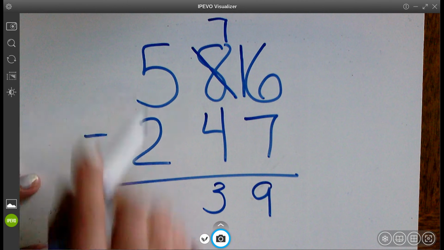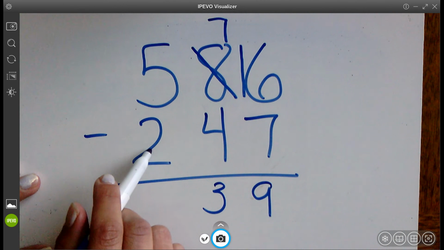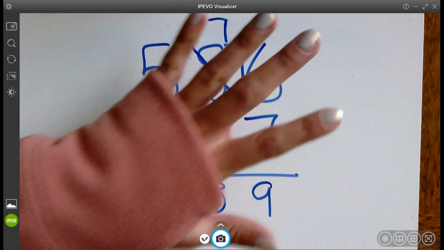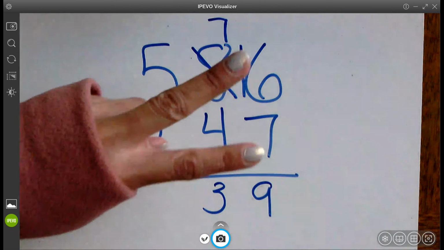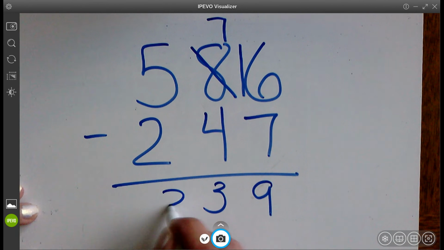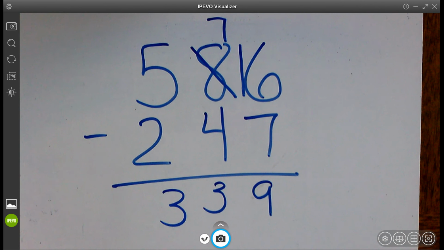And now 5 minus 2, more on top or more on the floor? I have more on top again, no need to stop. 5 minus 2, so I'm going to be taking away 2. 5, 4, 3. So my answer is 339.